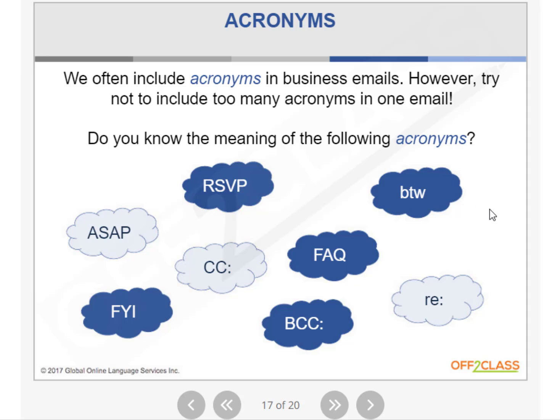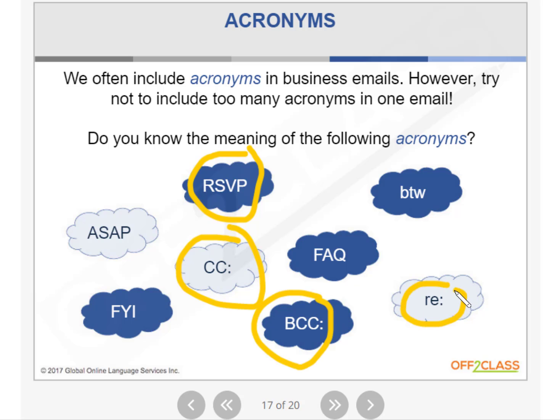So acronyms are pretty informal. Sometimes it's okay to use them, but typically an acronym is considered pretty informal. There are certain exceptions. For example, RSVP, CC, BCC, and RE. These are what I would consider okay to use in formal situations, meaning if someone says CC so-and-so, that's okay to say without having to spell out the actual word.